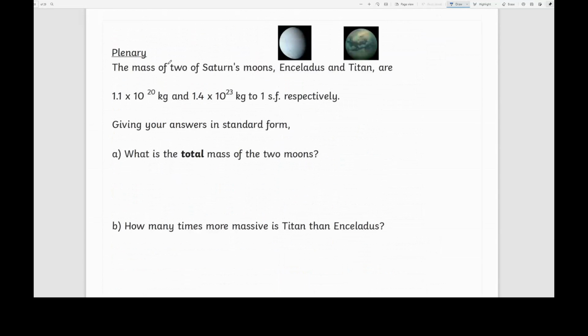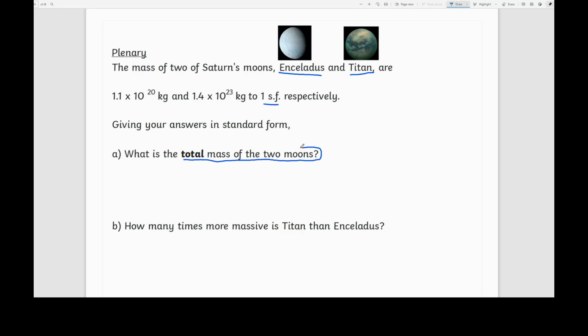This is a good question. The mass of 2 of Saturn's moons, Enceladus and Titan, are 1.1 times 10 to the 20 and 1.4 times 10 to the 23. This is to one significant figure, respectively. We want to work out the total mass of the 2 moons.